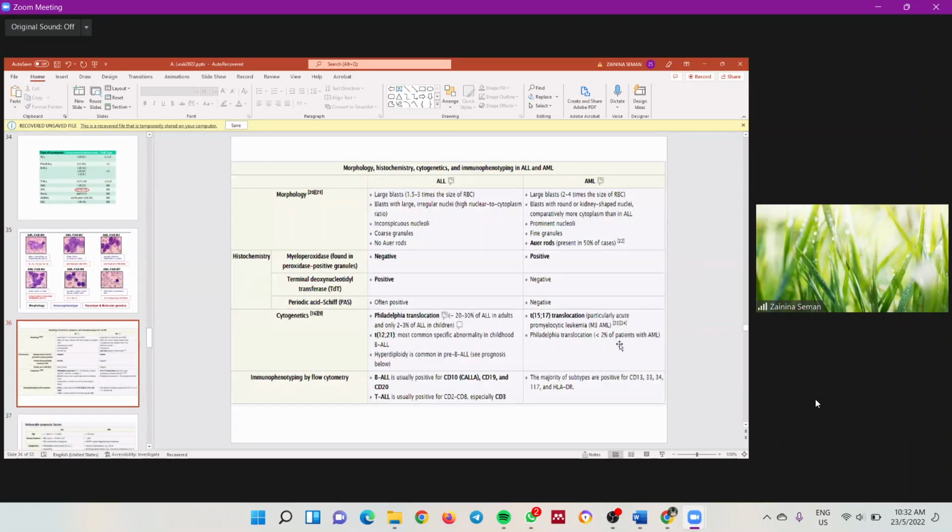This is again the summary of ALL and AML, of how the morphology looks like, histochemistry, which one is positive, the cytogenetics, which one is in ALL, and then the immunophenotype.